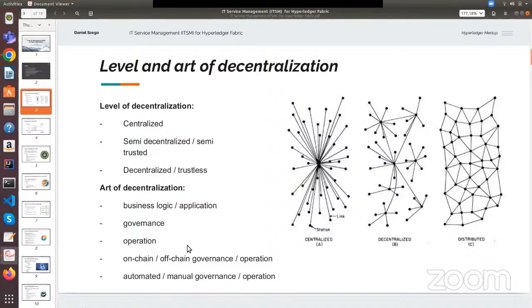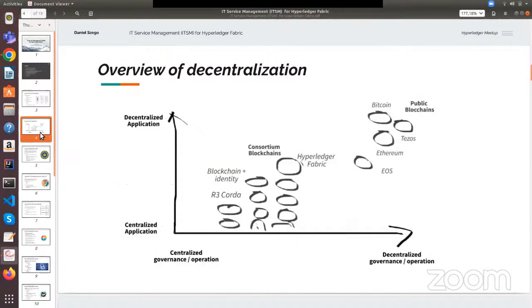And again, we usually speak about the decentralization of business logic, but especially if we want to operate and maintain such a business network or such a decentralized network, what's even more important is the level of decentralization of governance and operation, and the support, the automation, which helps this operation. So I just tried to collect a couple of systems based on these two dimensions.